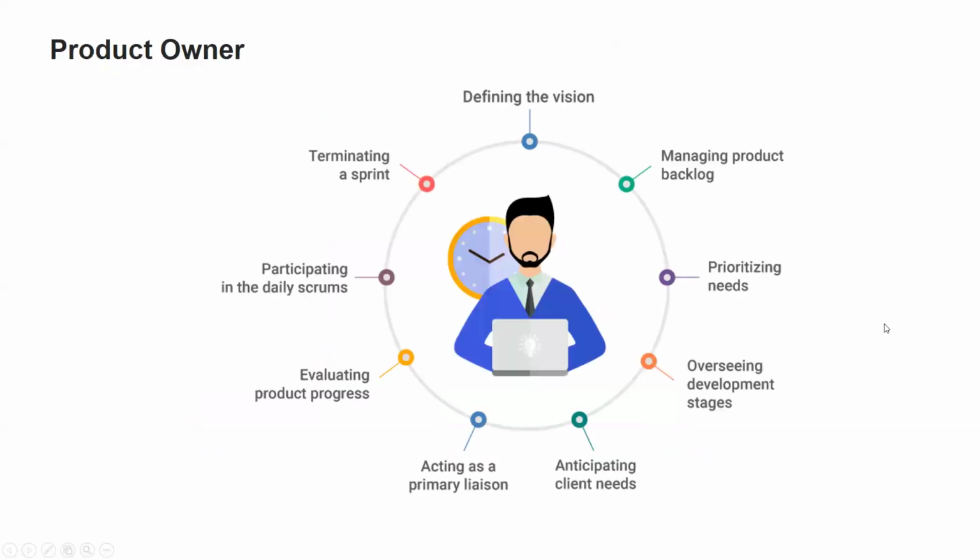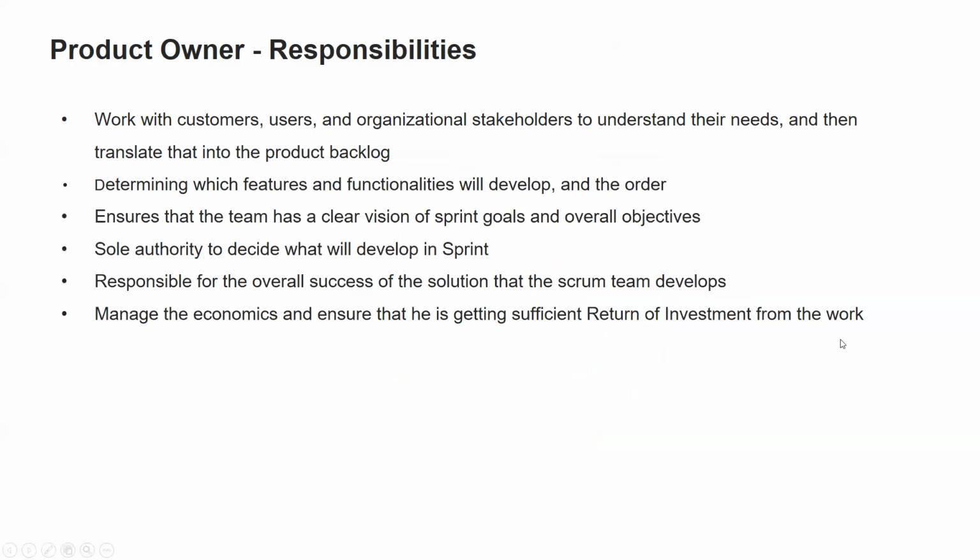So the product owner will define the vision, manage the product backlog, prioritize the need, oversee development stages, anticipate client need, act as a primary liaison, evaluate product progress, participate in daily scrums, and meet sprints. So those are the things normally done by a product owner, right? He's not considered as a part of a Scrum team, but he works collaboratively with the Scrum team. So these are the high-level responsibilities. He works with the customer, users, and organizational stakeholders to understand their needs and then translate them into the product backlog.